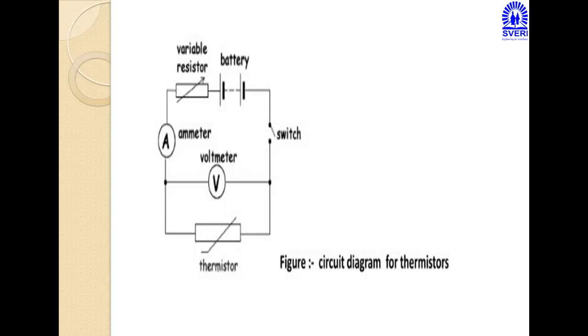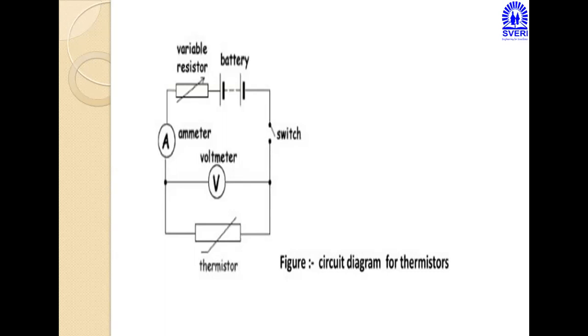Basically, thermistors are used for measuring small temperature changes. Its range is -100 degrees Celsius to +300 degrees Celsius. Compared to the RTD, the resistance temperature detector, where we use the input supply, in the thermistor we use a battery for circulating the electric current.